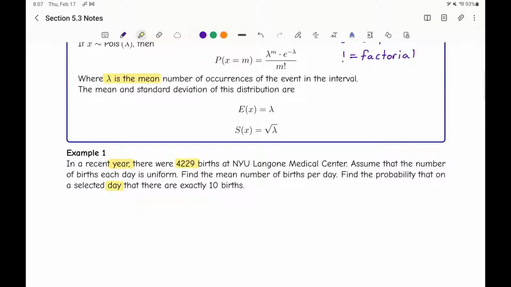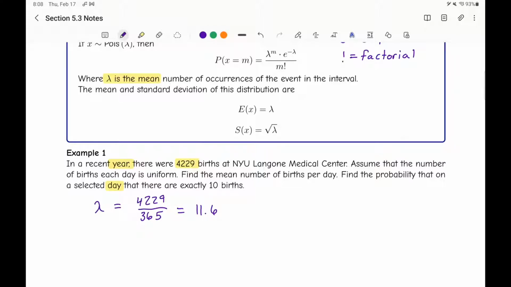So here, to convert years to days, our lambda will equal 4,229 divided by, and we'll just use 365, since there are 365 days in a year. So 4,229 divided by 365. We get about 11.6 births per day.